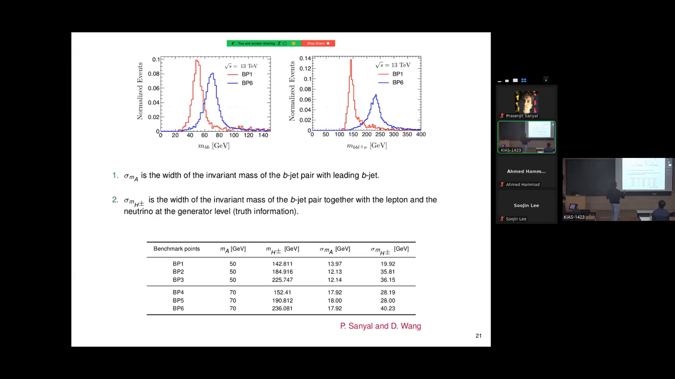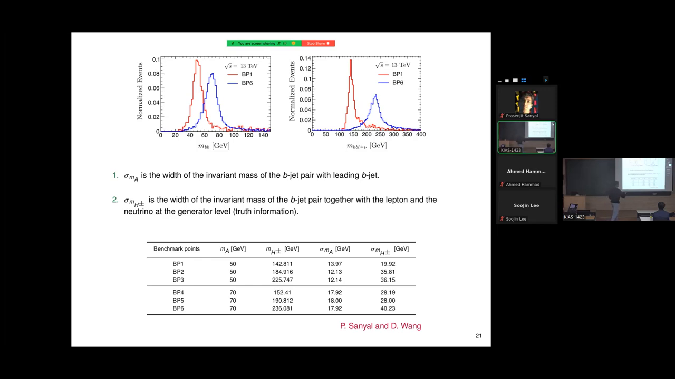So this is how I do the reconstruction for the pseudoscalar. And for this, I have shown benchmark 1, which corresponds to a mass of 50 GeV, and benchmark 6, which corresponds to a mass of 70 GeV. So the truth reconstruction for the pseudoscalar is done, and the width of these two distributions will give the mass resolutions for the pseudoscalar. For the charged A also, I need to do the truth reconstruction for the bijet pair which does not contain the leading bijet, and the lepton and the neutrino. For the neutrino, I use the generator level neutrino for the truth reconstruction for charged A and estimate the width over here to find the width of the mass resolution for charged A.